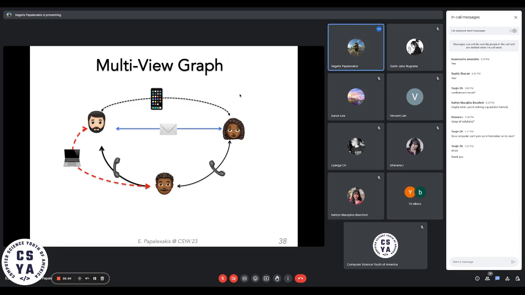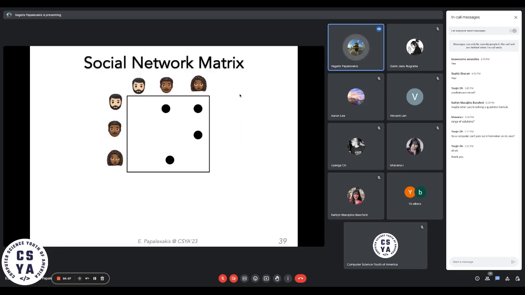And so a very useful thing that people have done throughout the last few decades is to represent a graph as a matrix.